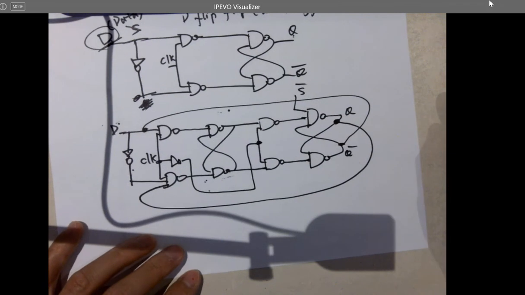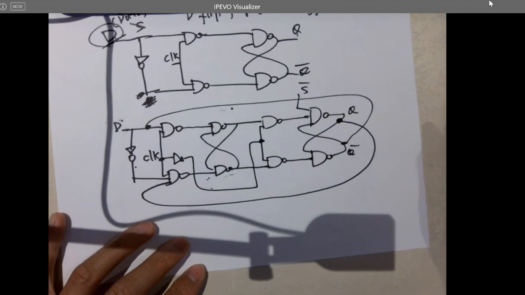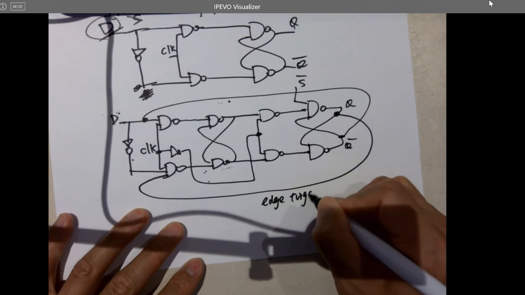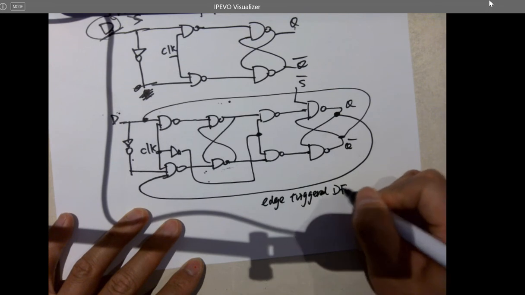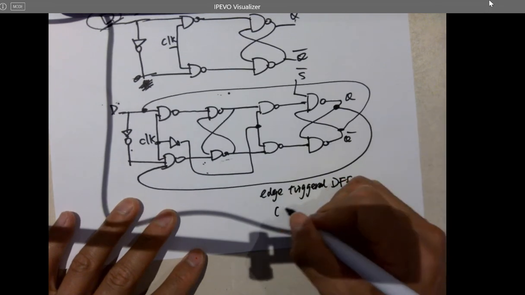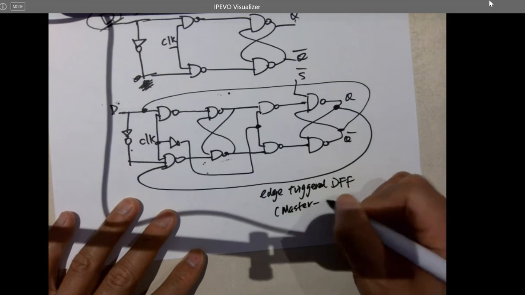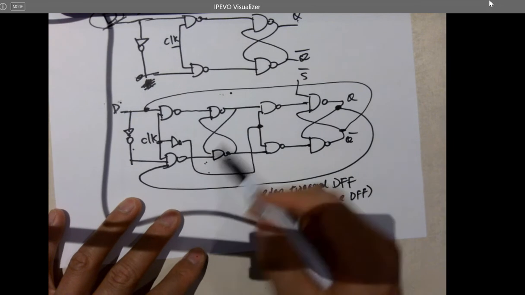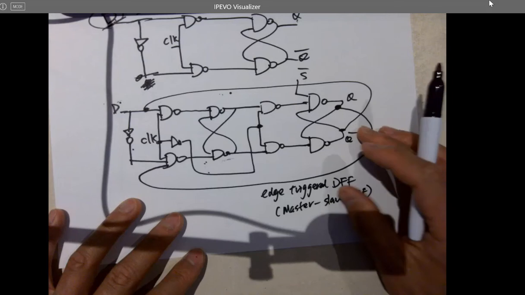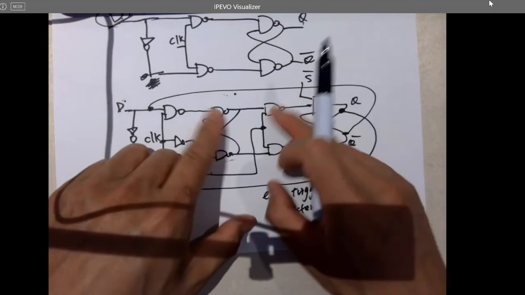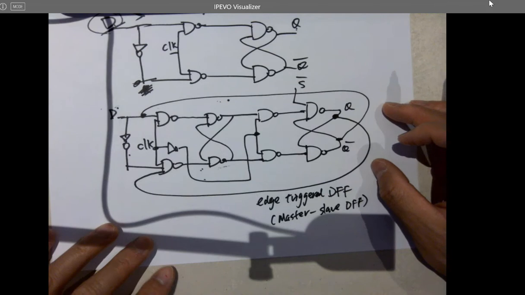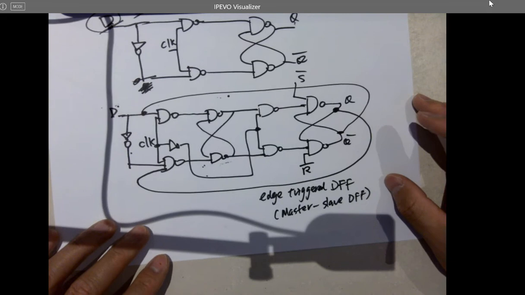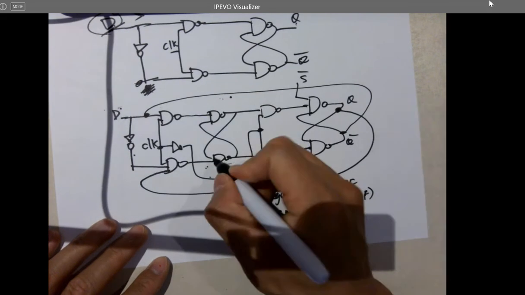So that's the edge triggered D flip flop. And it's a master slave D flip flop. Here's the master stage, here's the slave stage. They look very similar, like two SR flip-flops. But there's a problem with it. But before we look at the problem, let's see how that works.